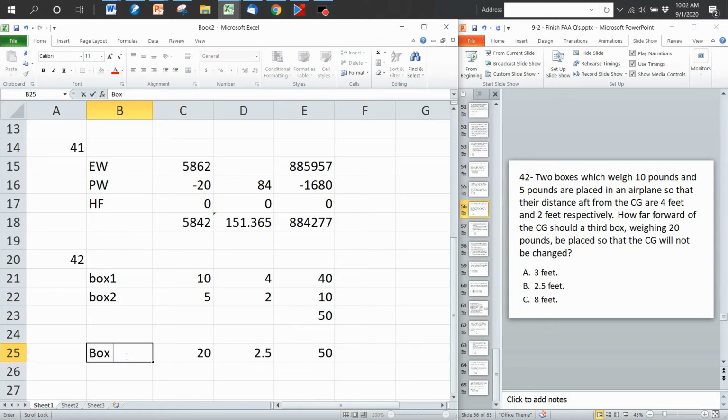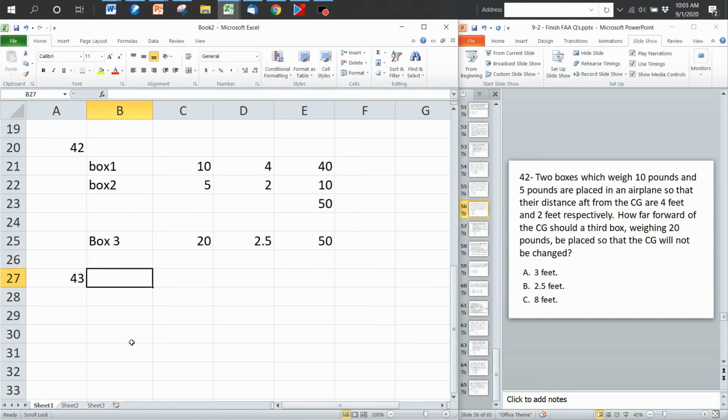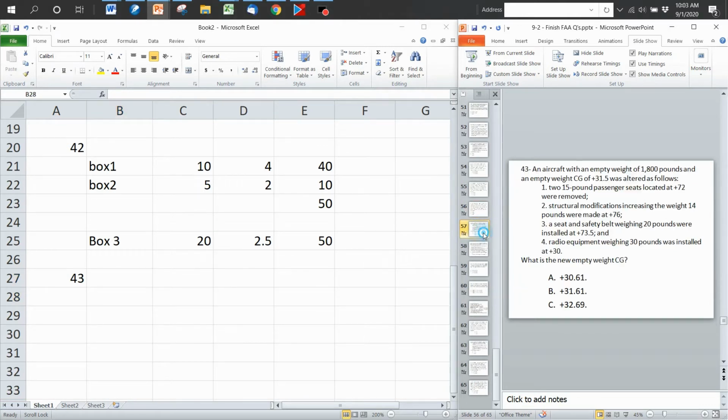So our box 3 has to be set 2.5 feet away from the CG on the opposite side so that the CG is not changed. And that question is a little hard to show how to answer it without spending a long time on it. But that's one way to answer it, and that's probably the way that I would choose to come up with the answer.